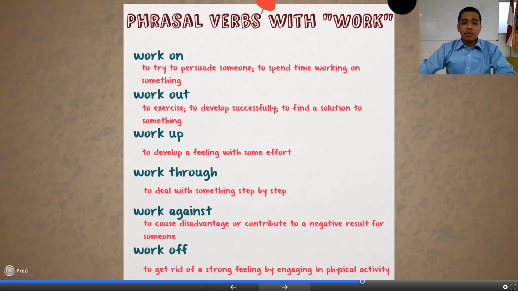Alright, so this is the end of the first part of my discussion on the topic phrasal verbs. Now, there's a lot more, guys. I mean, there are thousands of phrasal verbs out there, but I think this is enough for now. I mean, after all, there's still part 2.